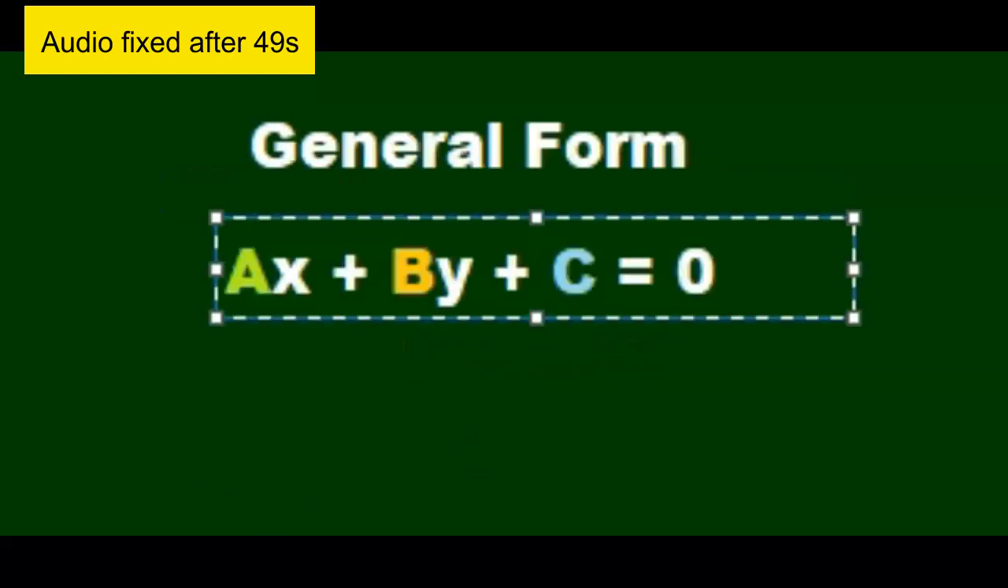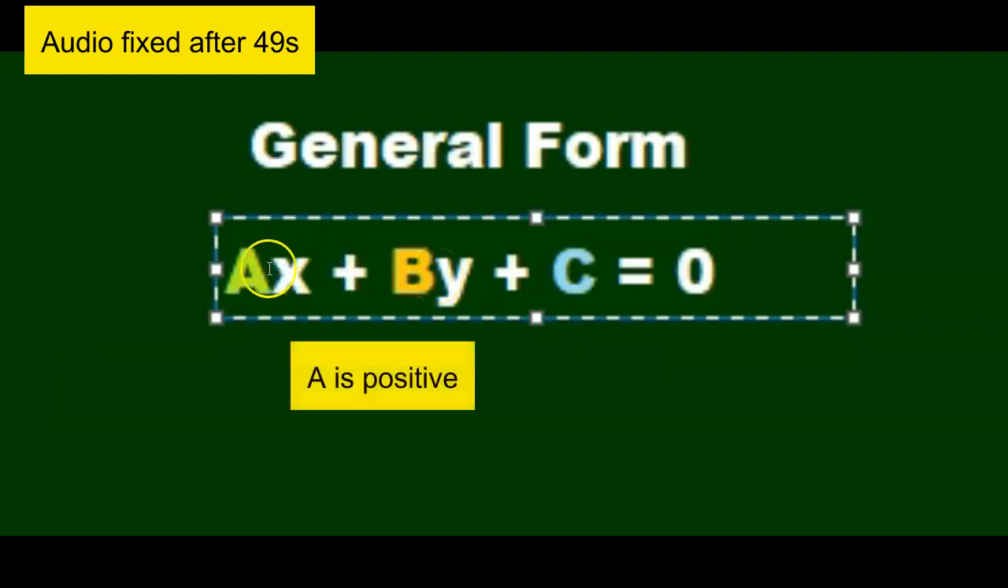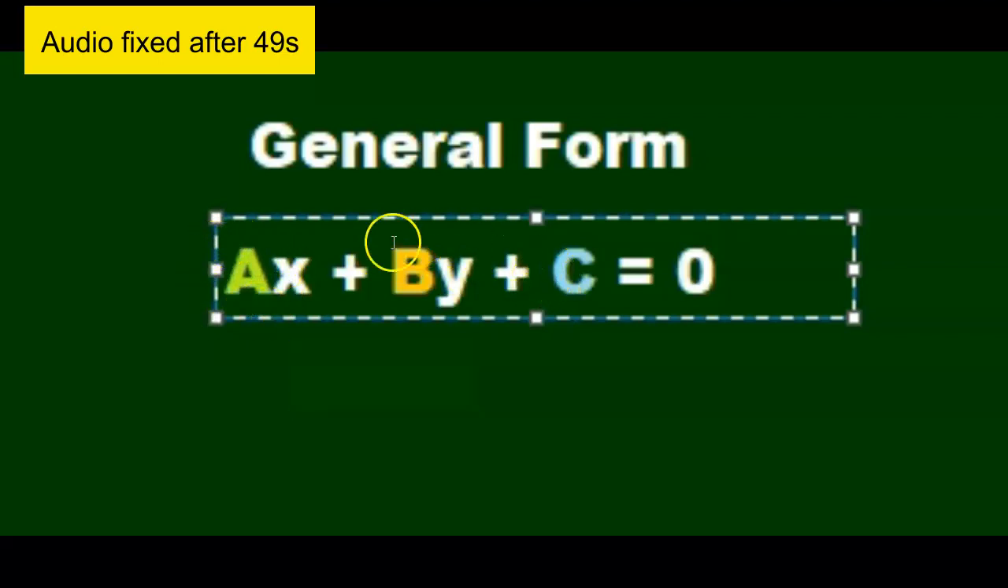The general form is in the form of ax plus by plus c equals 0, where a or b can be equal to 0, but not both at the same time. A should also be a positive number. B and c may be positive or negative.